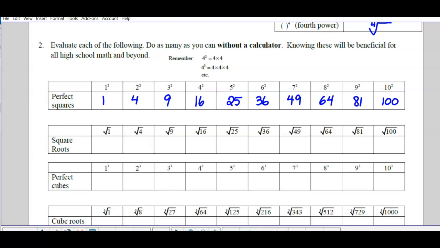So, really good idea to have those memorized, those perfect squares from 1 to 100. Not just for right now, but for next semester in 10C, for math 20, for math 30, good idea to have those memorized. So, when you're taking the square root, remember that's the opposite operation. So really, like for example, I'm not going to do 1 to start.